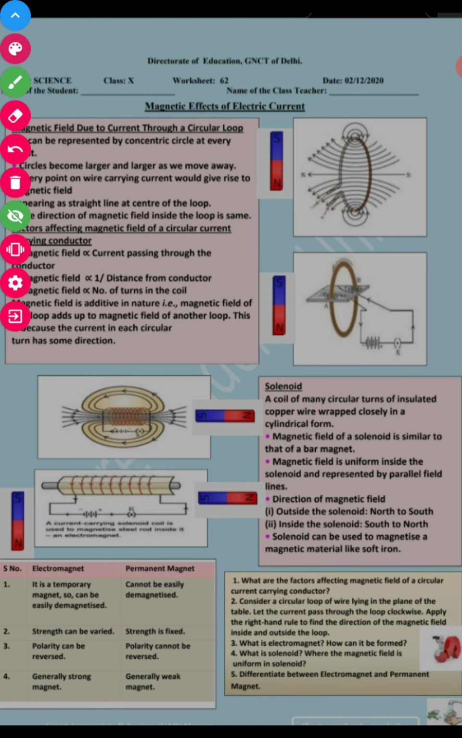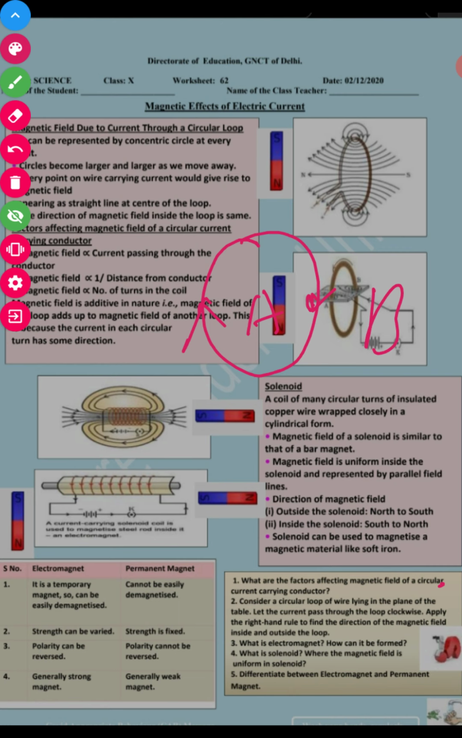Second question: consider a circular loop of wire lying in the plane of the table. Let the current pass through the loop clockwise. Apply the right hand rule and find the direction of the magnetic field inside and outside the loop. Students, inside the loop it is inward, and outside the loop it is outward. It's as simple as that.